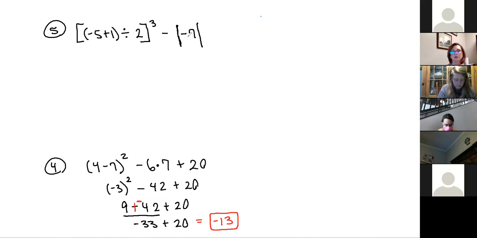An absolute value is like a grouping symbol. That has to be taken care of. We need to get that -7 out somehow.